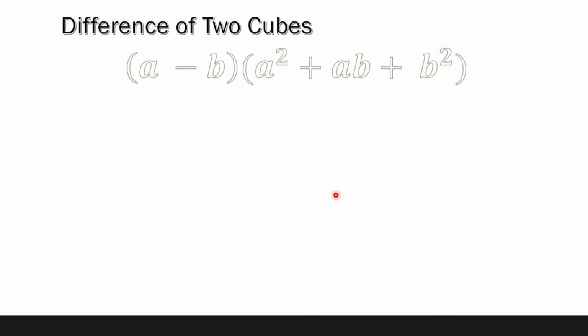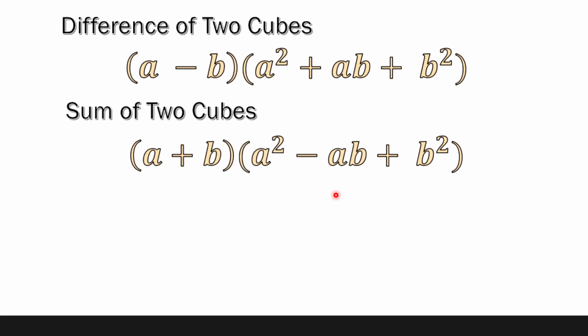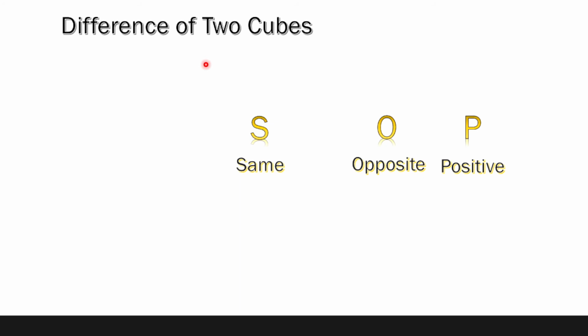So, ayan. Para mas madali niyong maalala, tignan niyo maigi. Pare-pareho lang po sila ng coefficient ng letters. Nagkaiba lang sila sa sign. Negative yung una, positive, positive. Pag positive yung una, negative, positive. Or, may tinatawag tayo, same, opposite, positive. So, sa difference of two cubes, kahit sa sum of two cubes, pwede rin ito.